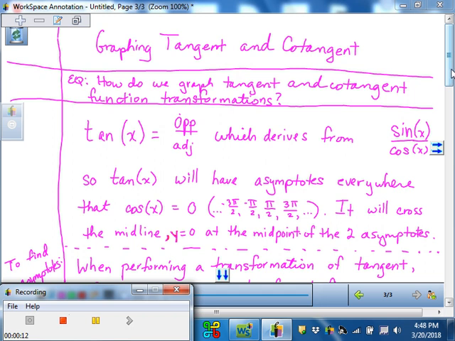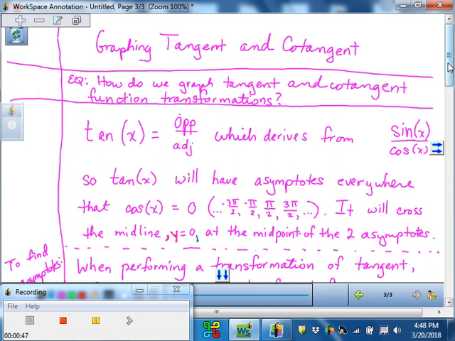Tangent of x is equal to opposite divided by adjacent, which derives from taking the sine of x and dividing by the cosine of x. So because of this, tangent of x is going to have asymptotes everywhere that the cosine of x is equal to 0, because remember, we can't divide by 0. So those locations would include negative 3 pi divided by 2, negative pi over 2, pi over 2, and 3 pi over 2. It is also going to cross the midline y equals 0 at the midpoint of the two asymptotes.